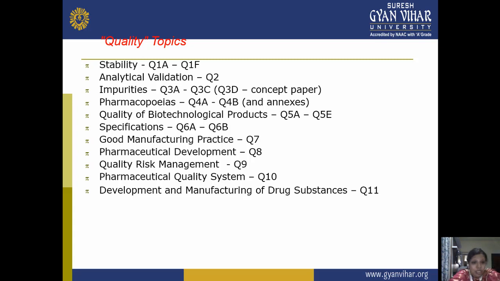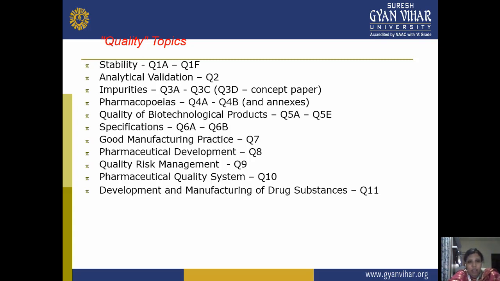Similarly in Q2 there is analytical validation. So if you want to study analytical validation in detail, you can go for the ICH guideline Q2. Okay, in the ICH Q section, in subsection 2, there is analytical validation. Impurities are in Q3A to Q3C. In Q3D, concept papers are there. Similarly in pharmacopoeias, Q4A and Q4B and annexes are covered.